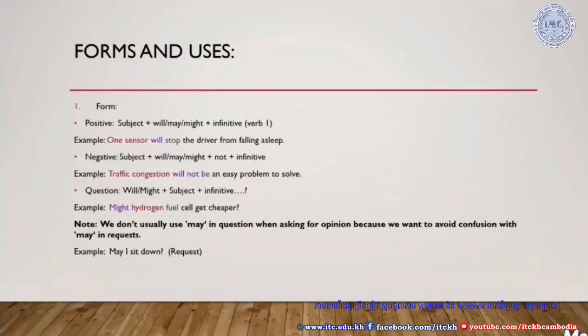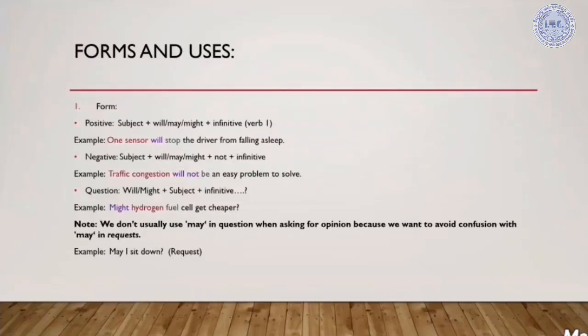Alright? And the last form is question. In question, you guys have to move the verb and put it in the front part of the sentence. So we have will or might plus subject and then plus infinitive. For example, might hydrogen fuel cell get cheaper? So you have the word might, which is the verb, and then hydrogen fuel cell, which is the subject, and get is the infinitive. And then you have the object, and then question mark.